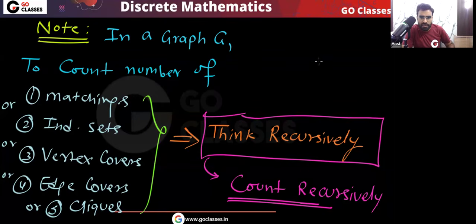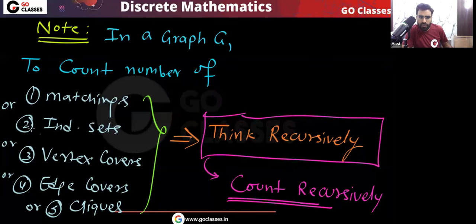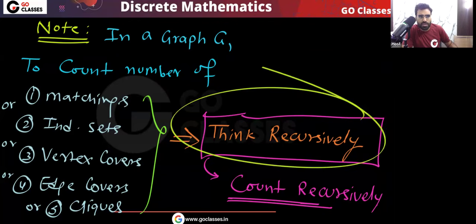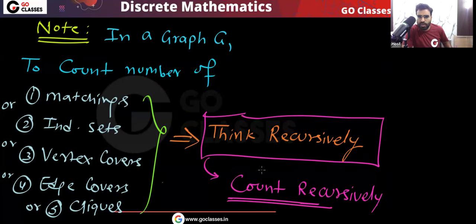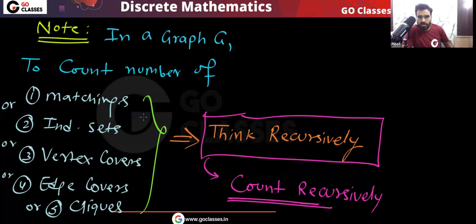Already in the previous part, we have done multiple questions where we were thinking recursively and finding the number of independent sets and the number of matchings. Some questions we have done in the previous part, part 2, and some questions we will do in this part. By the end of this part, you will become an expert in thinking recursively to count the number of matchings, independent sets, vertex covers, cliques, and edge covers.